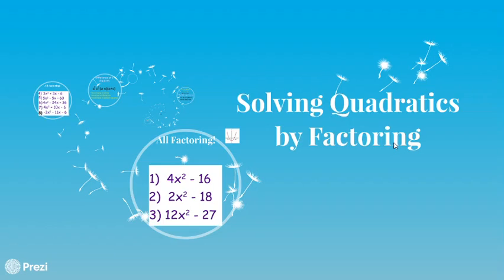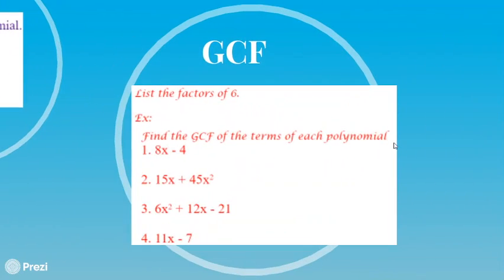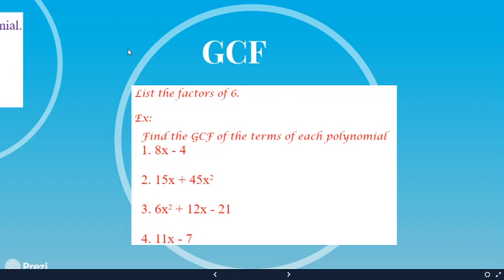So let's get going on the GCF. The GCF is called the greatest common factor. When you factor using the greatest common factor, you're looking for the largest number that will divide evenly into each term. Let's talk about the general idea of what factoring is.